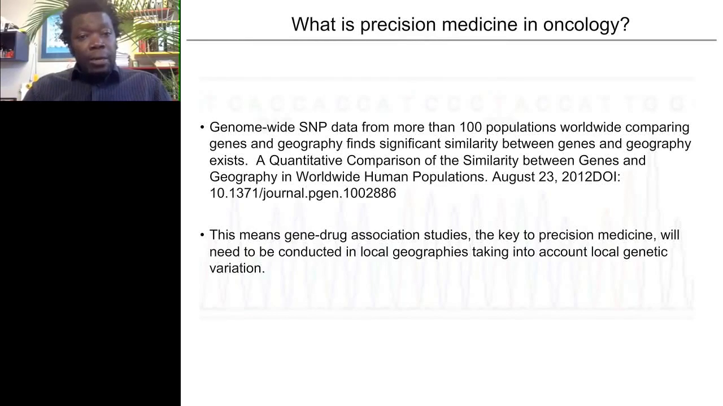So we know that in looking at genome-wide SNP data from over 100 different populations around the world, and just comparing their genes and their specific geography, we find that there's a very, very strong linkage between the genetic diversity of a specific population and their geography. To put it another way, people who live in the same geography tend to share the same variants. And so since people in, say, Japan share a lot of the same geography on an island, their genetic variants are going to be highly shared.